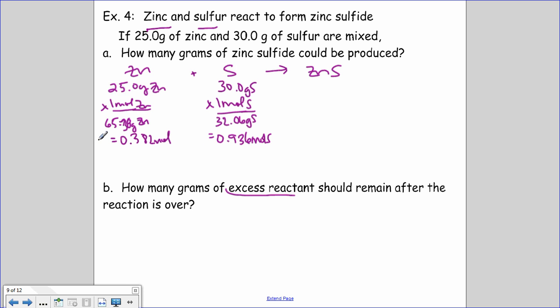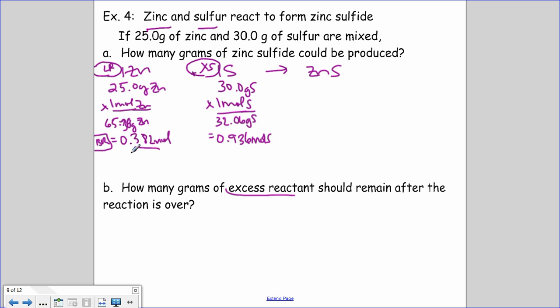Okay, this is what you have to do in your head. You see the moles that you have. This is before the reaction begins. The moles that you have of zinc, the moles that you have of sulfur. The trick to this is taking this number and dividing it by its coefficient. That's a 1, so that's going to be 0.382. This number divided by its coefficient, that's still 0.936 moles. Whoever you have less of here is going to be your LR. Obviously, it's the 0.382, so I'm going to go up here and label my zinc as my LR, my sulfur as my excess, so I don't forget.